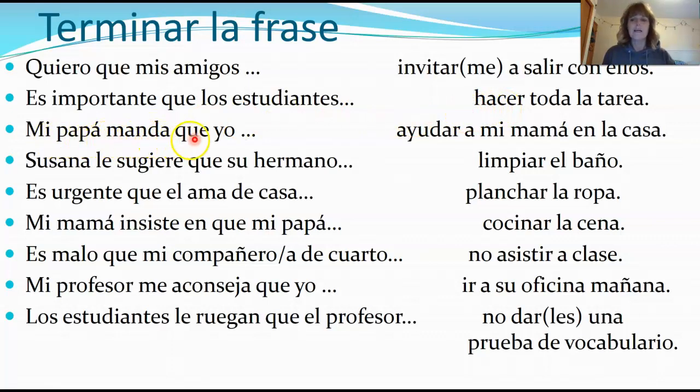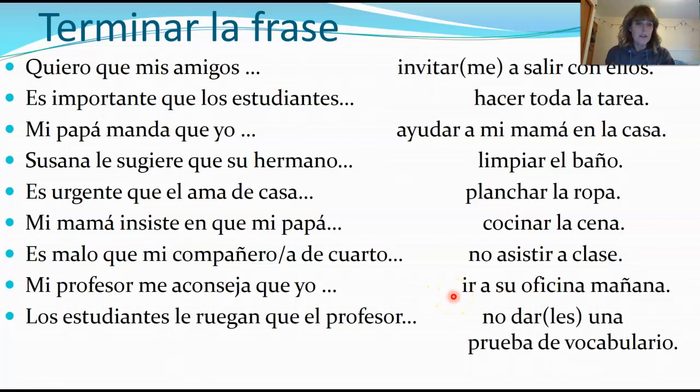Mi papá manda que yo, en el subjuntivo, que yo ayude a mi mamá en la casa. Mi papá manda que yo ayude a mi mamá en la casa. La cuarta frase. Susana le sugiere, there's that suggest, we've been working with those just a little bit, those will be on the exam. Susana le sugiere que su hermano limpie el baño. Let's move to the second to the last one here. Mi profesor me aconseja que yo, aconsejar, counsels or advises. Mi profesor me aconseja que yo vaya a su oficina mañana.